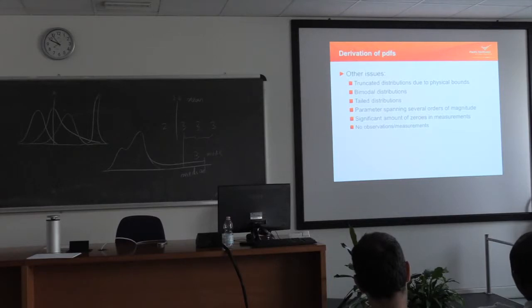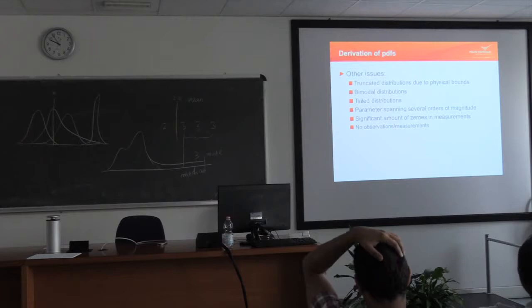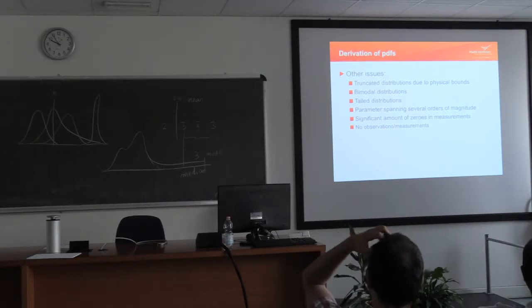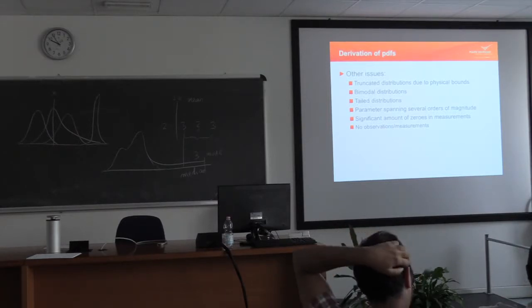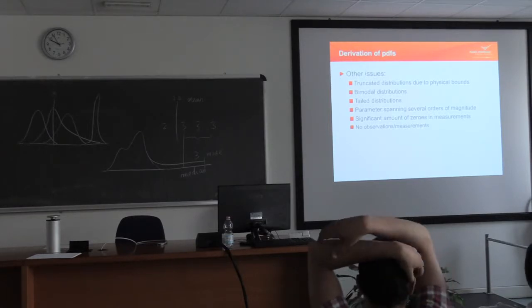Then we have a situation where the parameter may span several orders of magnitude. I think in atmospheric science there is some situation like this, right? Some parameters vary from 0.001 to 1,000. For this parameter, you probably don't want to use any uniform distribution because you won't have any samples near 0.001. For parameters spanning several orders of magnitude, usually a logarithmic transformation is required. Okay, we can handle all these situations.